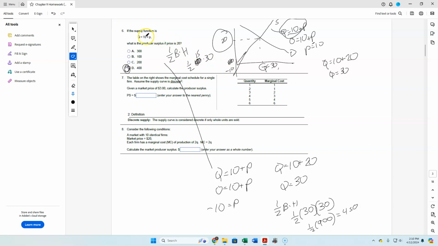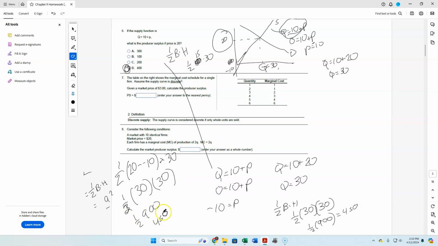Then go back to just the supply function and put in the price as 20. So 10 plus 20 is equal to 30, which is right here. And then theoretically, let's just say that you can charge negative prices. Then essentially what you would have had is 1/2 times 20 minus negative 10 times 30, which would have been 1/2 times 30 times 30, which would have been 1/2 times 900, which would have been 450.